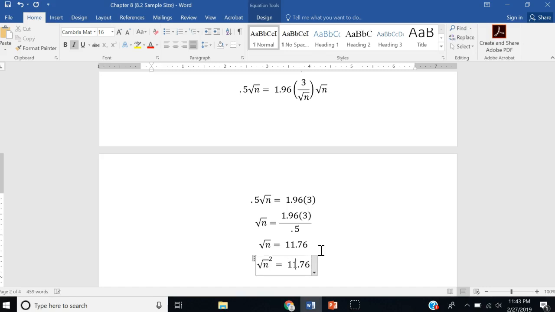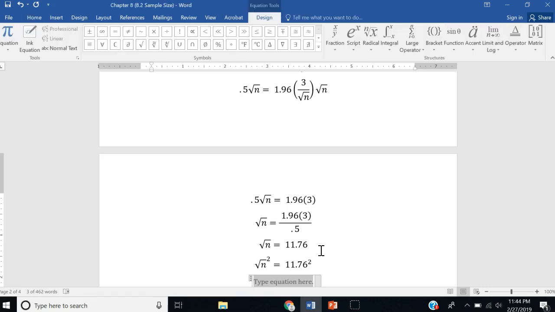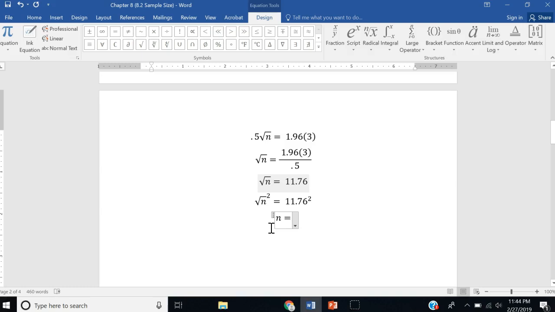There we go. So square that side, and we get n is equal to 138.2976. Now, this is the one exception to our rounding to 2 decimal place rule.